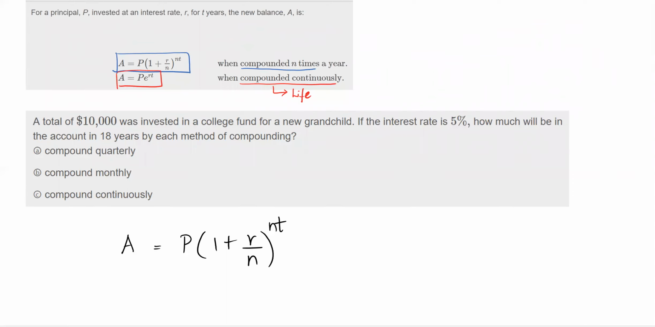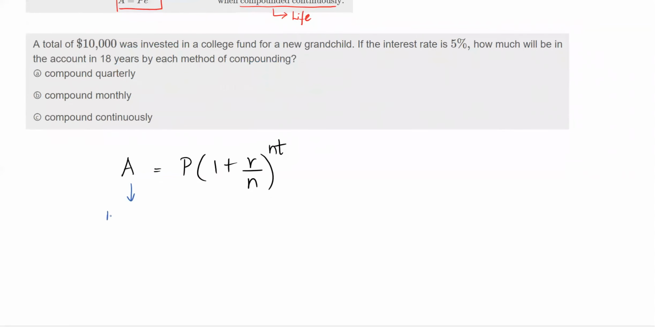Your A here represents the new balance. Let me write this down here. Because understand the story, right? We're investing $10,000 for a college fund for a grandchild. So we want that to grow for many years, in this case for 18 years, so that you can expect a growth in that investment. And so the new balance, you want it obviously to be way more than 10,000 that you invested 18 years ago. So that's the new balance. It's kind of the future balance, right? P stands for the principal, the amount that was invested or borrowed.